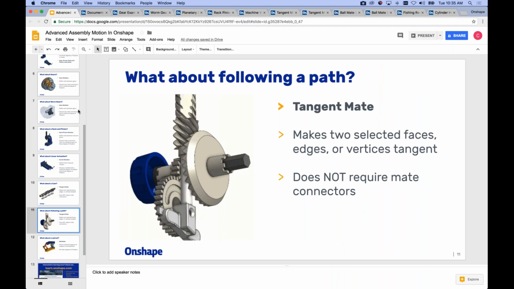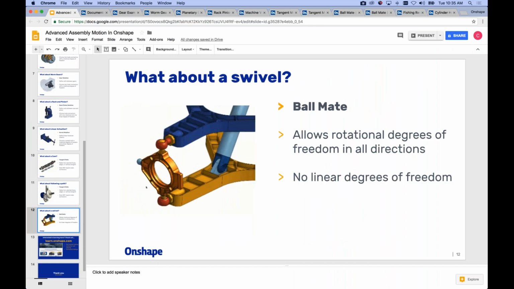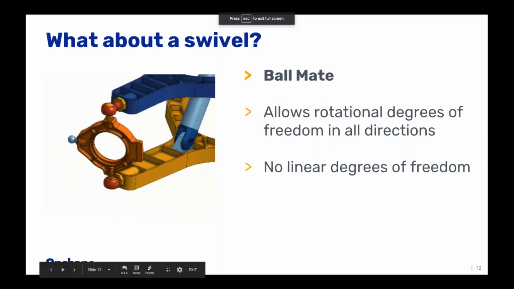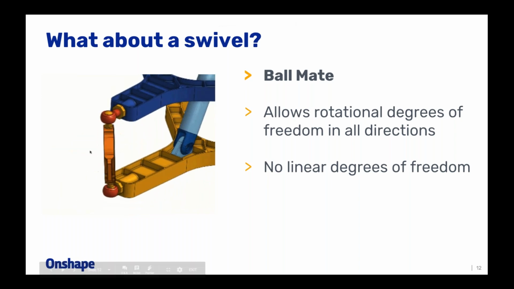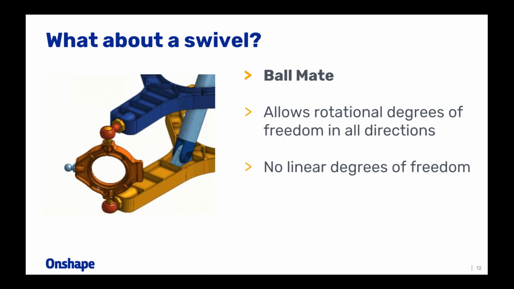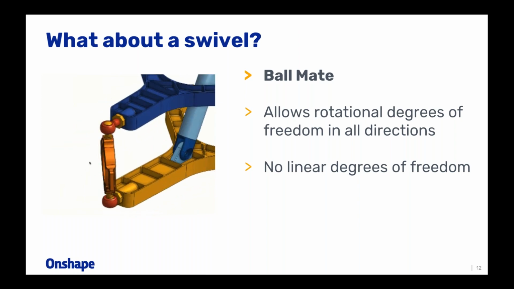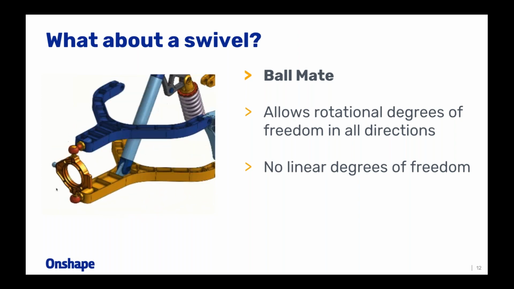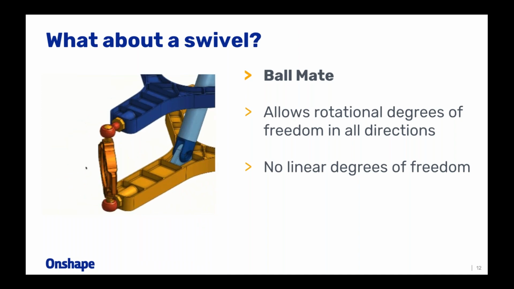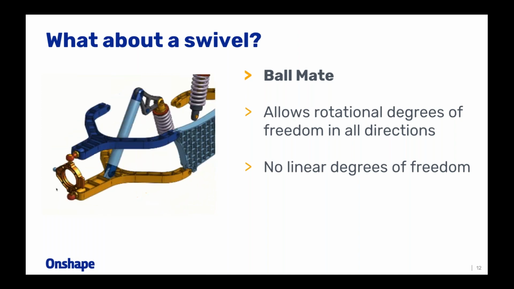I have one final example that I wanted to show you, and it's a very commonly asked question. How do I get realistic swivel motion in Onshape, where it's free to rotate in all directions, free to pivot in just about any direction, but can't move in any linear direction? Right? It can't move left, right, up, or down. It's only allowed to pivot, only allowed to rotate in all directions.